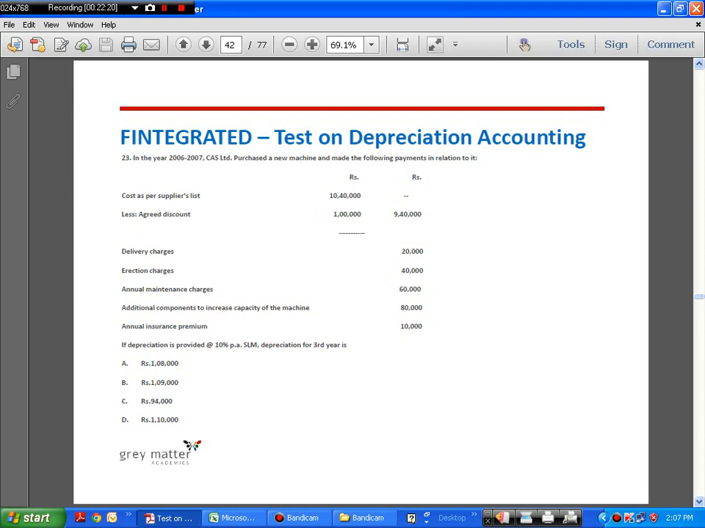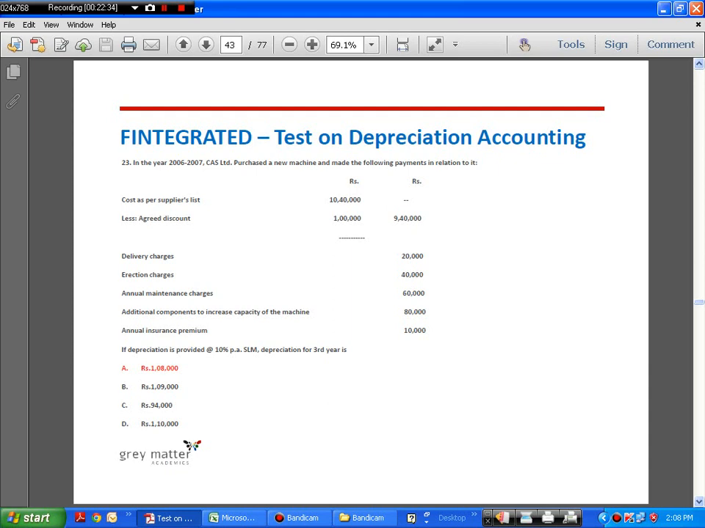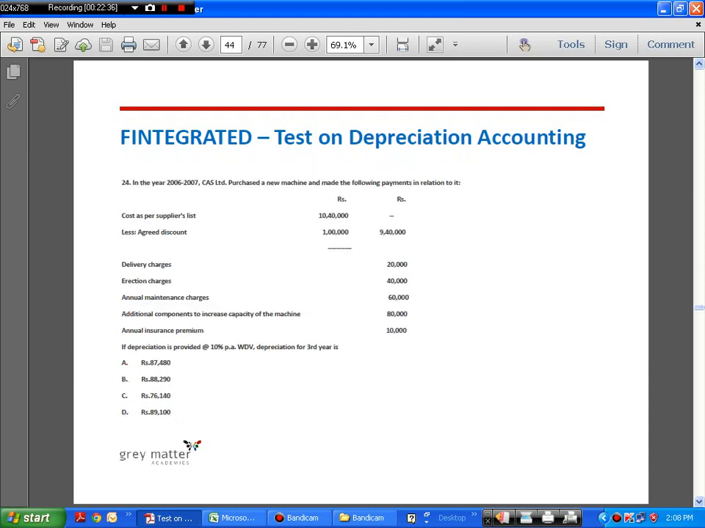Suppose that the asset is depreciated at 10% per annum. The depreciation for the third year will be 1,08,000. It doesn't matter which year it is, because under SLM the depreciation charge is going to be the same throughout the life of the asset. So answer is 1,08,000.